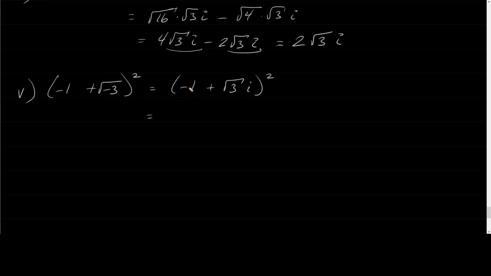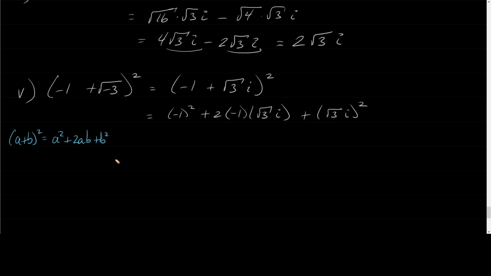We know how to expand binomials. So it's the first one squared plus twice the product of the first one times the second one plus the second one squared. And what I mean there is we're applying this, that a plus b squared is a squared plus 2ab plus b squared, right? A squared plus 2ab plus b squared.